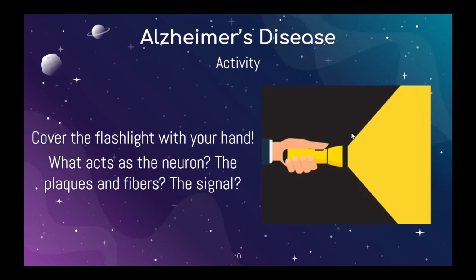Now that I've paused, I'll give you these answers really quick. So what acts as the neuron is basically our flashlight itself that's trying to relay a signal by flashing its lights. The plaques and the fibers, which are our gummy bears, are our hand because they're covering and preventing that signal from getting out. And the signal itself is the actual light that's being relayed.